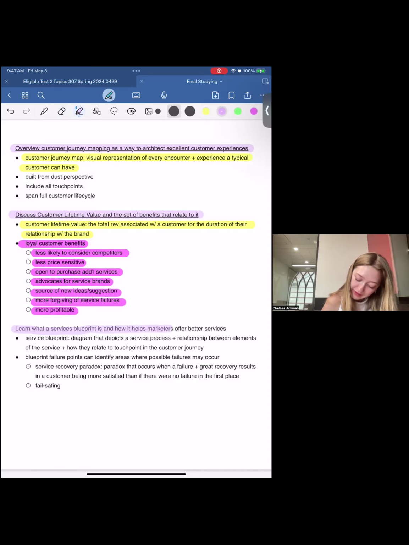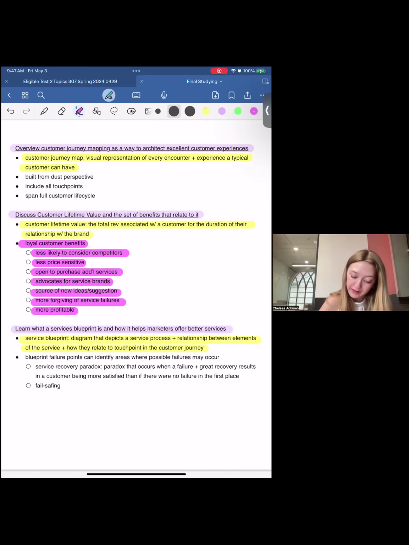Learn what a service blueprint is and how it helps marketers offer better services. A service blueprint is a diagram that depicts a service process and the relationship between elements of the service and how they relate to touch points in the customer journey.